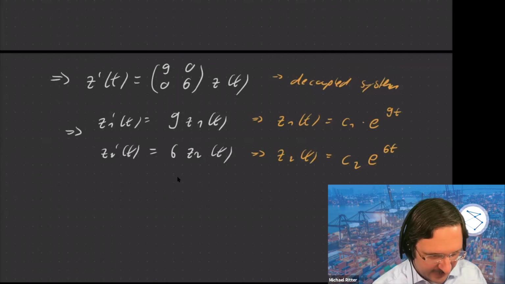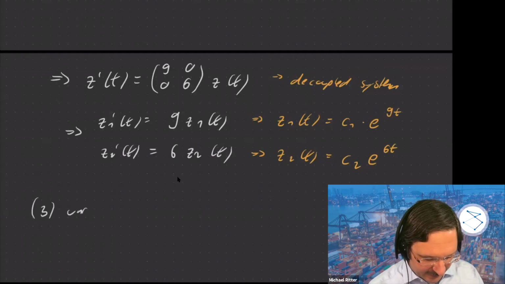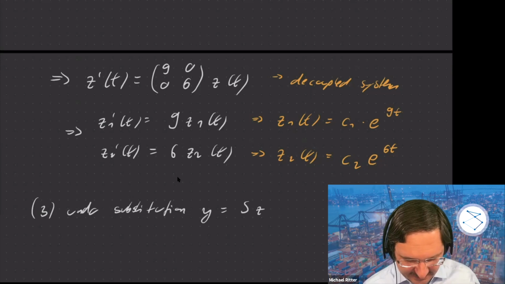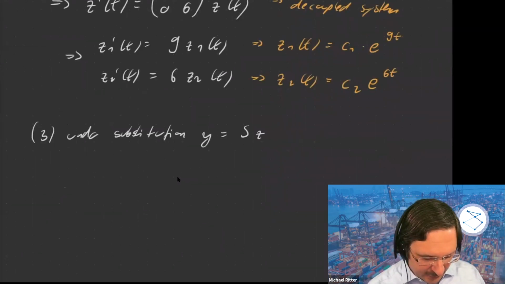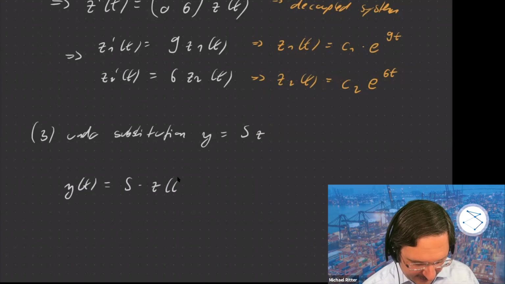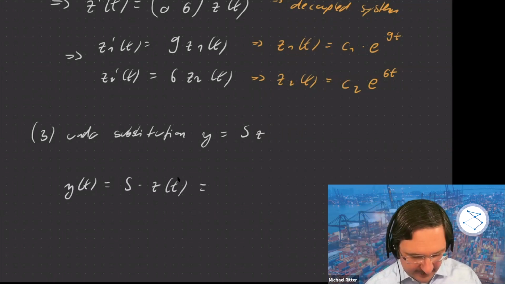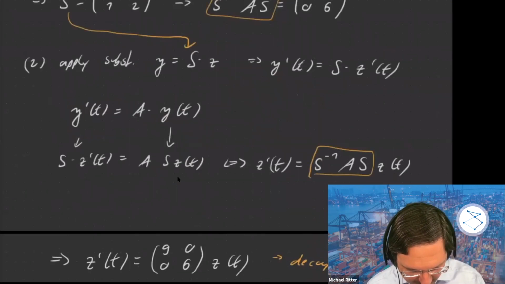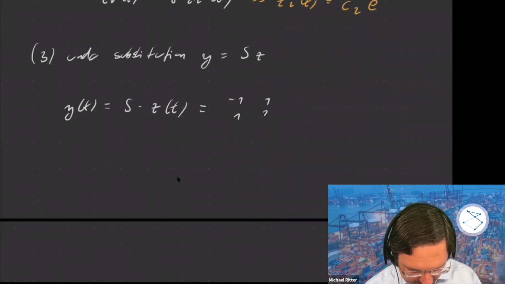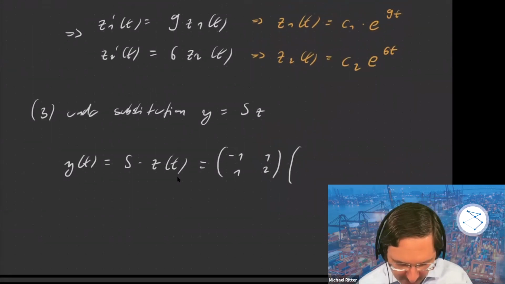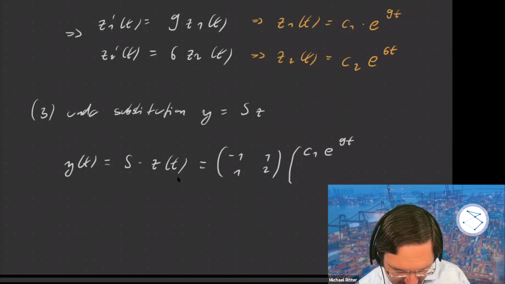So that's going to be step 3. Basically, now we undo the substitution. That was y equals s c. So our solution y is going to be s times the solution c of t that we have. Remember s was minus 1, 1, 1, 2, like this. Times our vector c, which was c1 times e to the 9t, and c2 e to the 6t.